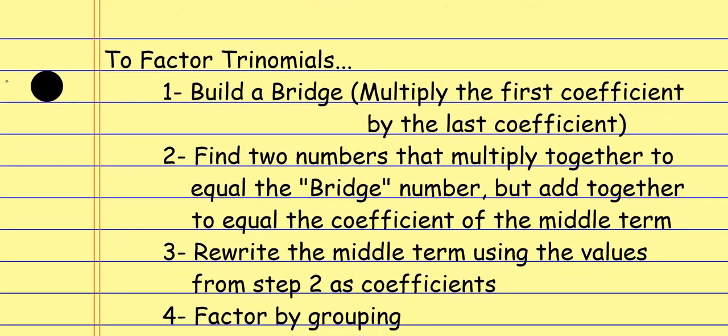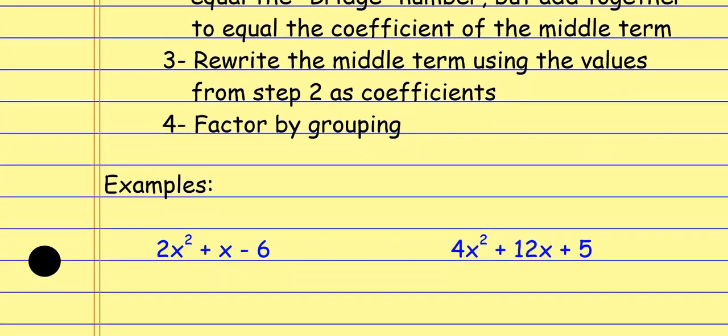Remember, factoring trinomials, we're working our way to factoring by grouping. So we build a bridge. We multiply the first coefficient by the last coefficient. Then we come up with 2 numbers that multiply together to give me the bridge, but add to the middle coefficient. So again, build a bridge, and now I need 2 numbers that multiply to the bridge, but add to the middle number. All right, and that gets all 3 terms involved. Now I rewrite the middle term using those 2 values I just came up with, and then I factor by grouping. All right. And again, this is all review, so we're just kind of breezing through this.